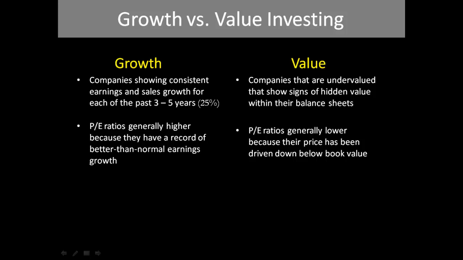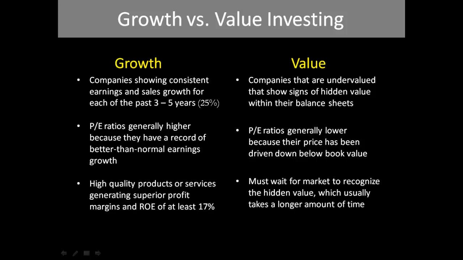In growth investing, PE ratios are generally higher because they have better than normal earnings growth, whereas in value stocks, PE ratios are generally lower because their price is undervalued. And lastly, high quality products and services usually generate superior profits. That's return on equity and margins, as opposed to value stocks, where you have to wait for the market to recognize this hidden value that you've stumbled onto, and you can wait a long time.